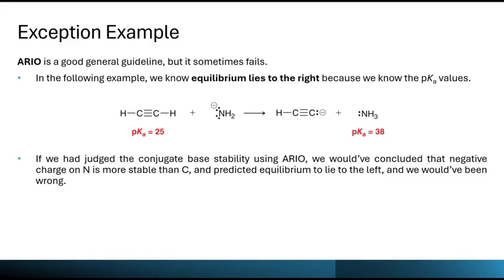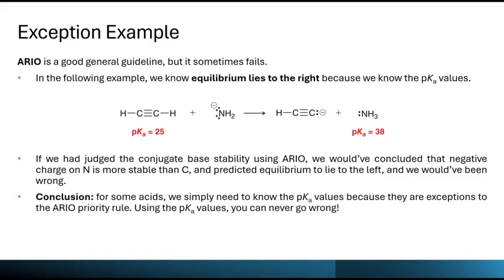If we had judged the conjugate base stability using ARIO, we would have concluded that the negative charge on N is more stable than on C, and predicted equilibrium would lie to the left, which means the reactants, and we would have been wrong. Conclusion: for some acids, we simply need to know the pKa values because there are exceptions to the ARIO priority rule. Using pKa values, you can never go wrong. But this is a very important exception. Make sure that you know it, that equilibrium will lie to the right.